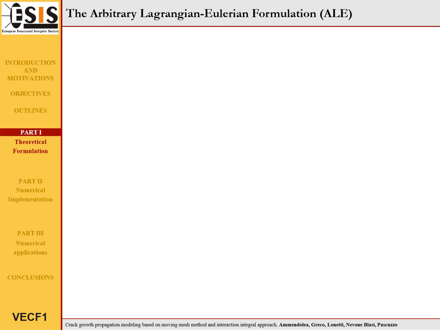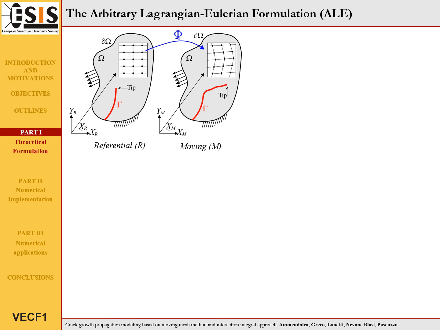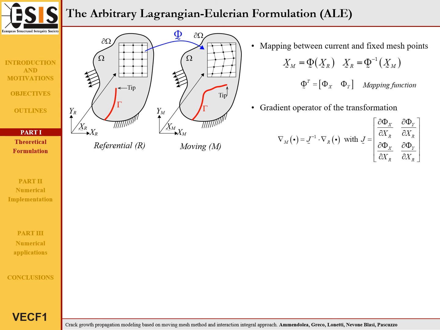The arbitrary Lagrangian-Eulerian formulation is based on the definition of 2 coordinate systems, which are known as referential and moving coordinate systems. The referential system identifies the computational nodes in their initial position, whereas the moving system provides the position of the nodal points during the movement process. A proper mapping function links the systems and allows defining the gradient operator of the transformation, which is needed to express governing equations in the movement configuration.